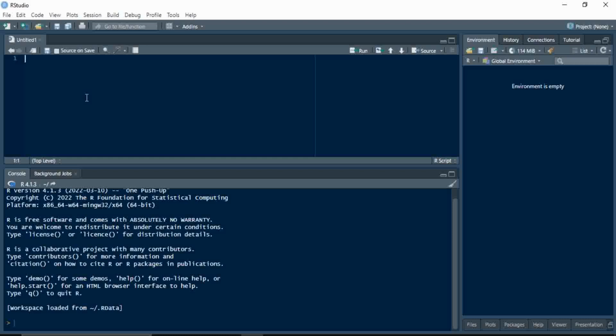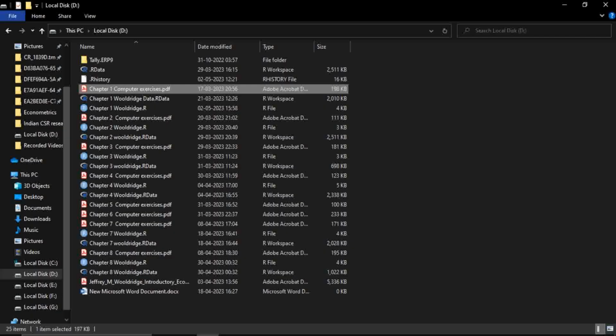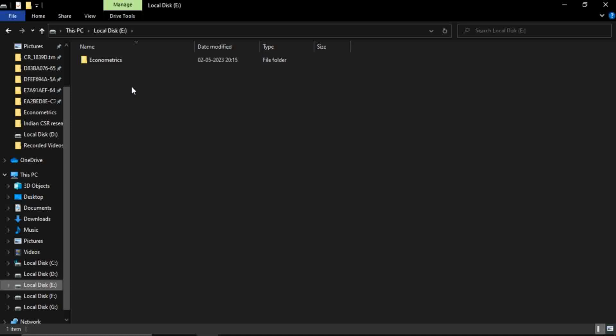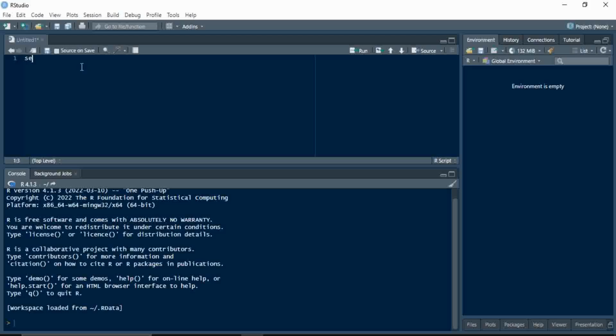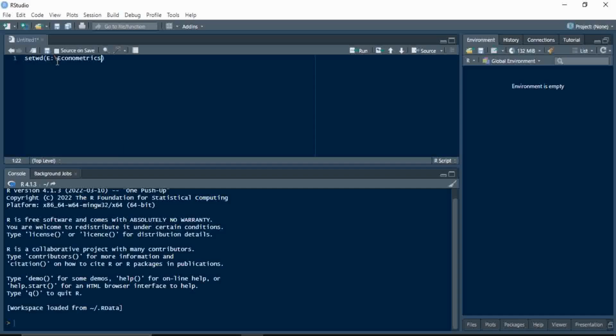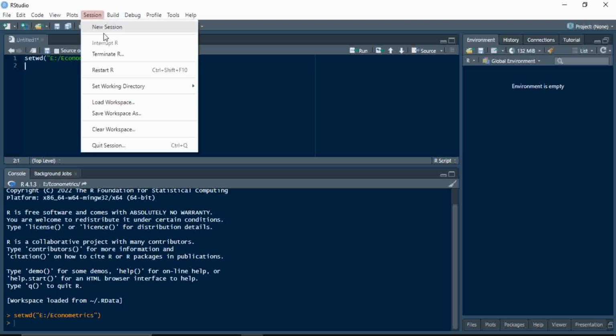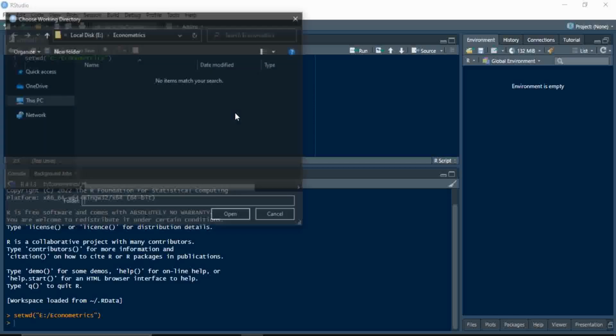Okay, so first we have to set the working directory. You should create a dedicated folder in your laptop or computer. I have created a folder by the name of Econometrics in my laptop. You can create a folder by any name you like, and then set the working directory. To set the working directory, type the setwd function and then go to this folder and copy the path and paste it here, and replace the backward slash with forward slash and put this path in double quotes, and then press Ctrl plus Enter. Alternatively, you can go to Session, go to Set Working Directory, and then Choose Directory, and then you can select your folder.